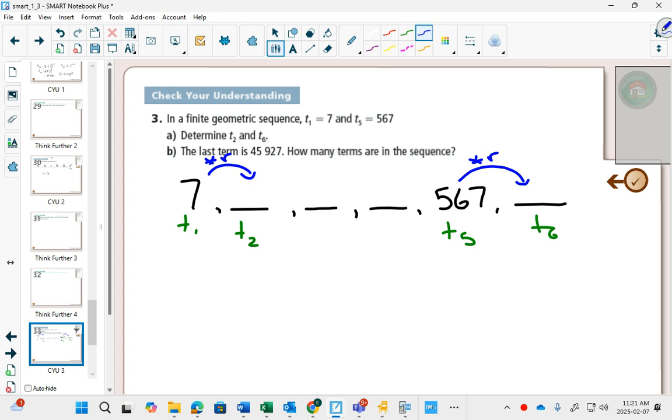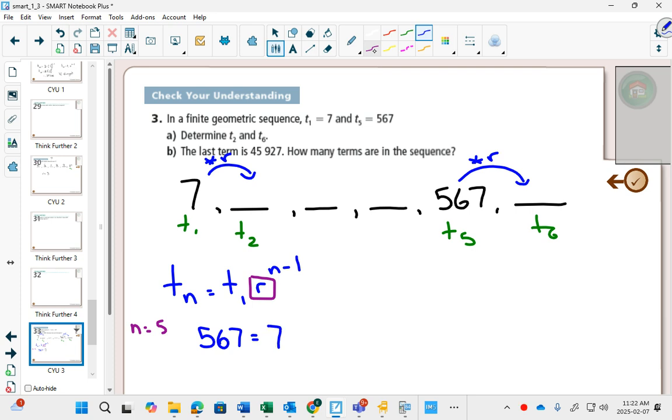Okay. I'm going to say, well, I know my formula for a geometric sequence looks like this. Can I put stuff into this formula? The only thing I don't know is R. I know term 1, so I definitely can plug that in. And since I know term 5, I can make n equal to 5. Then term 5 is 567.